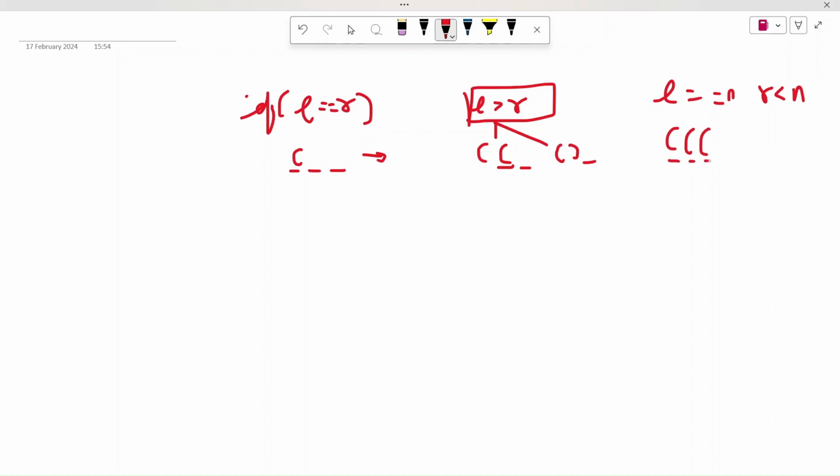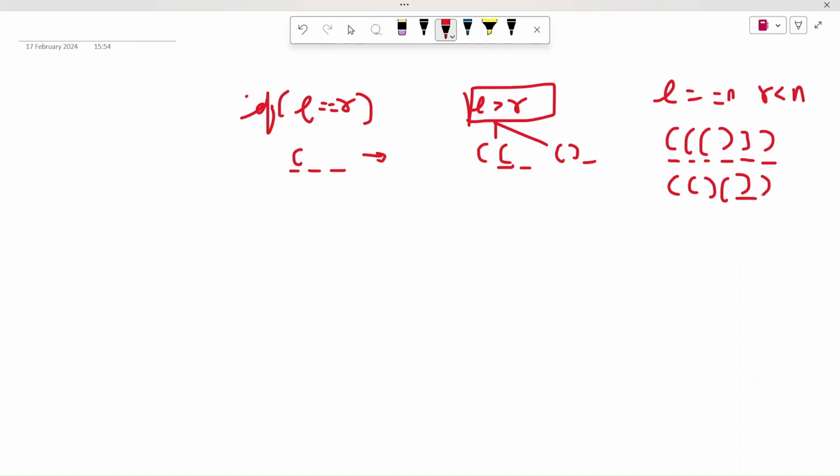This is also a case. Here L is equal to 3, R is equal to 0. So I will always insert this one, right? Because now L is equal to 3, R is equal to 2, and I will always insert this one. Let's say this is the case.